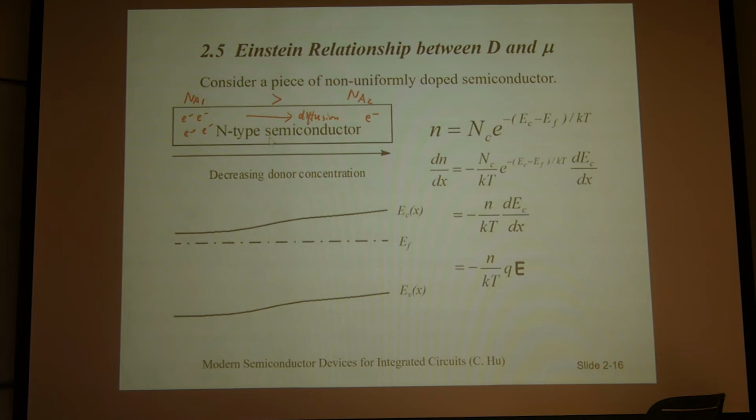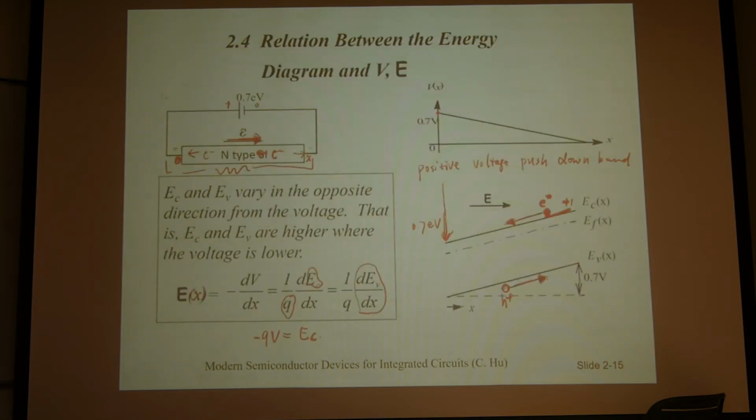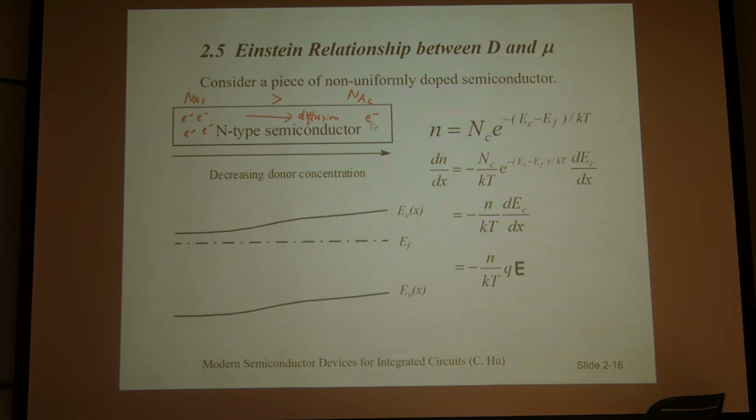So here, remember, we don't apply the voltage externally. This is unlike the previous case, where we applied external voltage to the silicon. Here it is without any external voltage. So then we can analyze this through the energy band diagram. That's why this energy band diagram is important. If we have this kind of doping, you can also draw the energy band diagram.